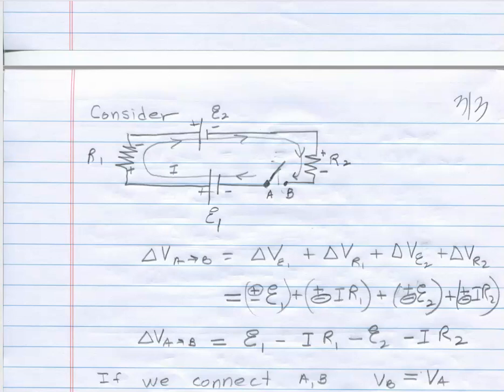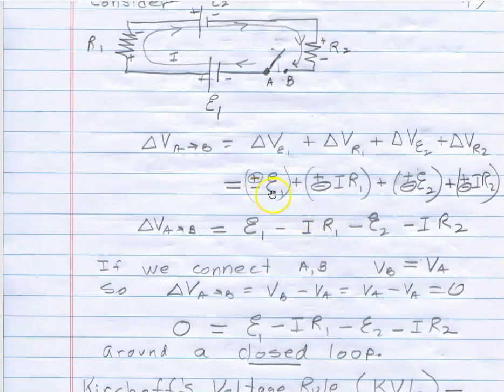And then I use our rules, plus or minus E1. Last sign I hit as I move in this direction is positive. I mark the polarity, long bar is positive, short bar is negative. Current flowing in this direction, so it goes from positive to negative. Last sign I hit is minus sign, so I choose the minus. Here I get the last sign hit is minus, so I choose the minus sign here. Go across R2, and the minus sign. And so I get this result.